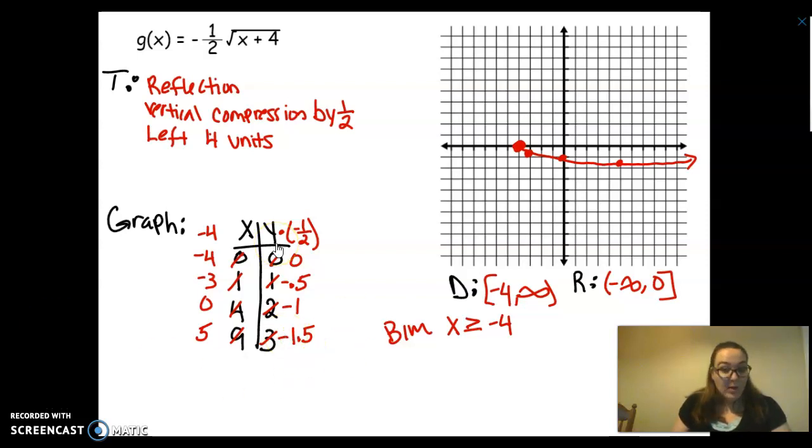I'm not sure why my writing's not coming up here. Here we go. As it moves to the right, it's going to continue moving downward, which is why it's important that your range starts with negative infinity, and then it stops here at 0, not -4, because the y value is 0. So in Big Ideas Math, that would be y is less than or equal to 0.